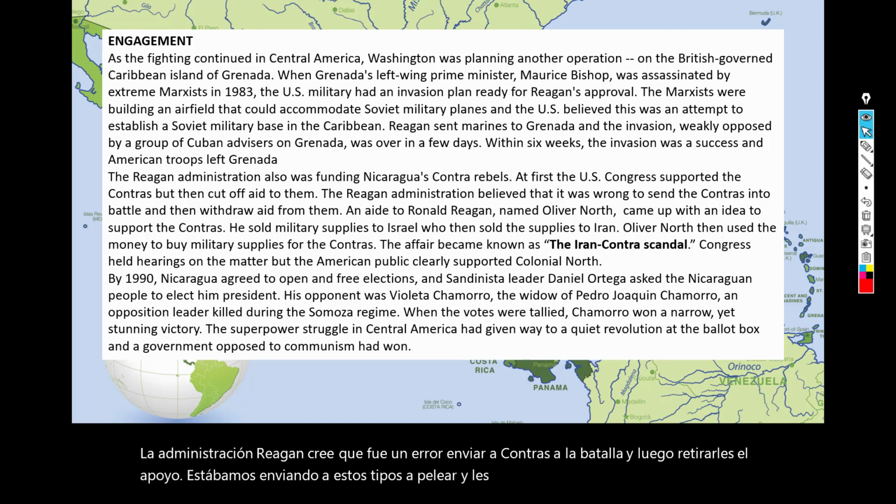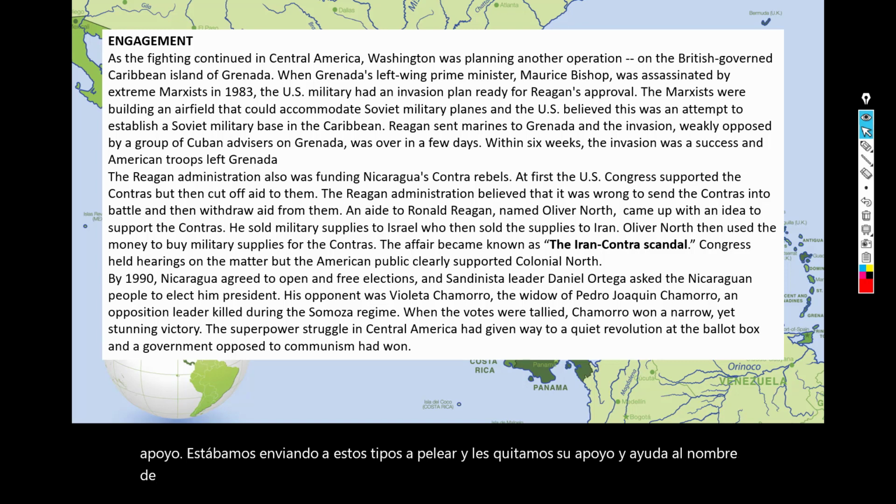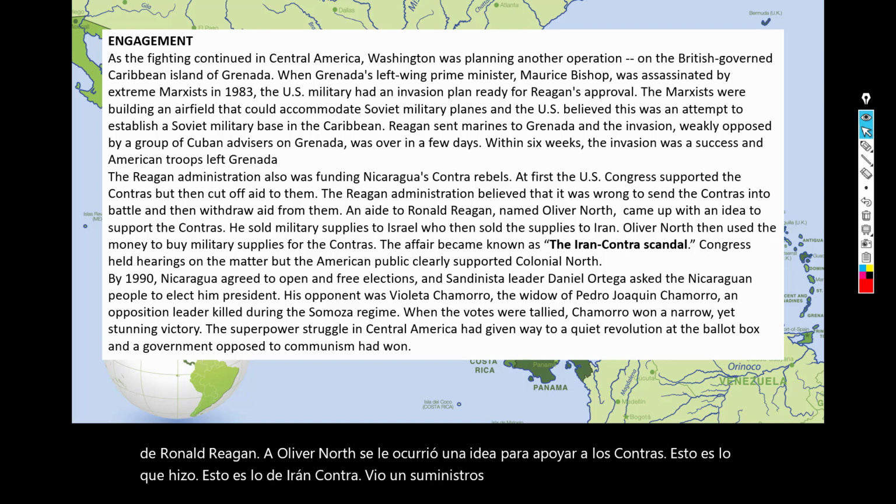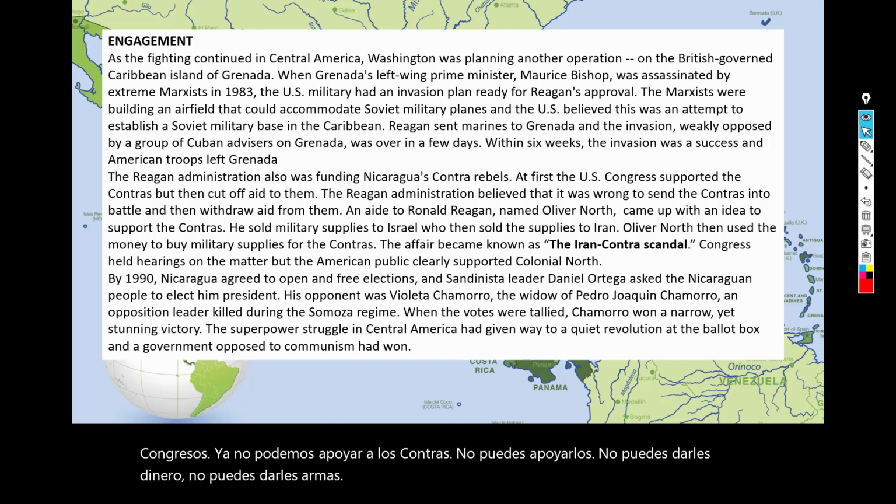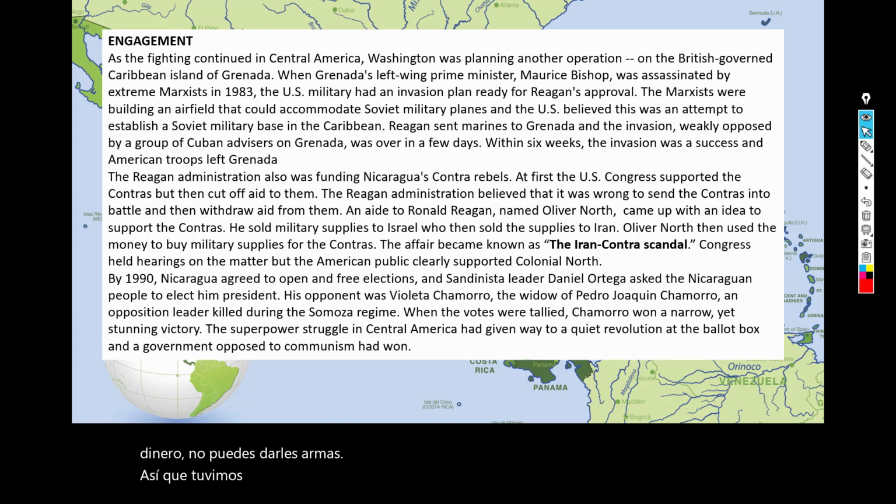An aide to Ronald Reagan named Oliver North came up with an idea to support the Contras. Here's what he did. This is the Iran-Contra thing. He sold military supplies to Israel. See, Congress says, we cannot support the Contras anymore. You can't support them. You can't give them money. You can't give them arms. So we did have good relations with Israel. So Oliver North came up with this idea.